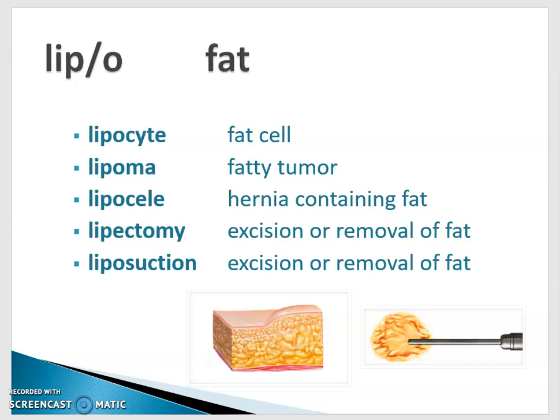Sometimes it is the excision or removal of fat in form of a lipoma. And so lipomas are, by the way, benign tumors. They're not malignant. They can be unsightly, and sometimes people will have them surgically removed. And liposuction might be one way they go about that. And of course, we always associate liposuction with an elective procedure.